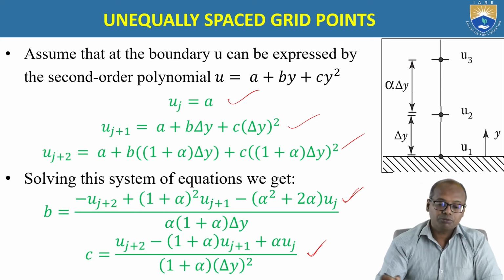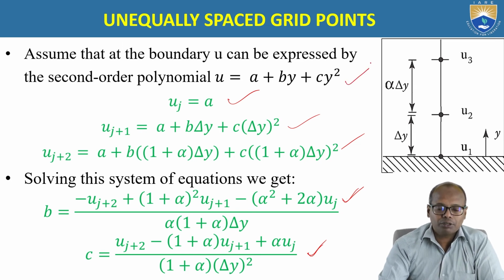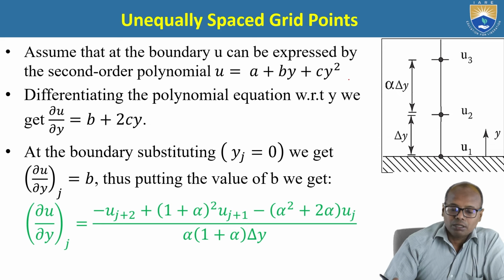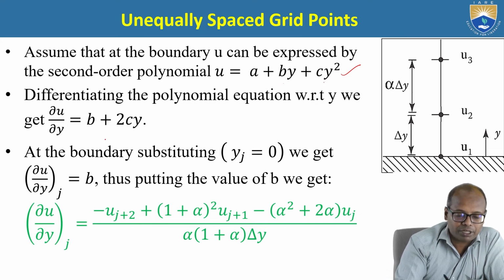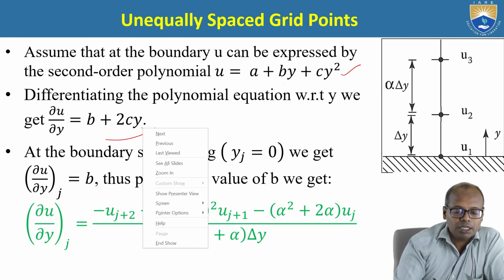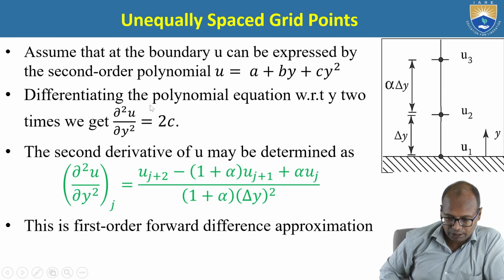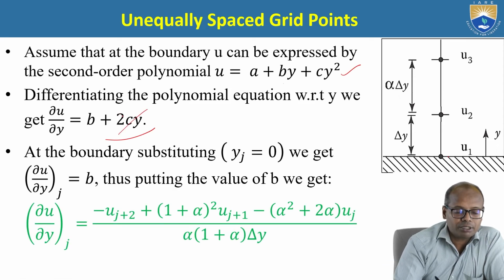So what we did, we differentiated this one time and substituted the value at y is equal to 1, then we'll get the value of b here. Now here if I differentiate this one time, what will I get? I will get b plus 2cy. Now in b plus 2cy, if I substitute y is equal to 0 in this equation, what will I get? This will become 0, so I will get dou u by dou y is equal to b.